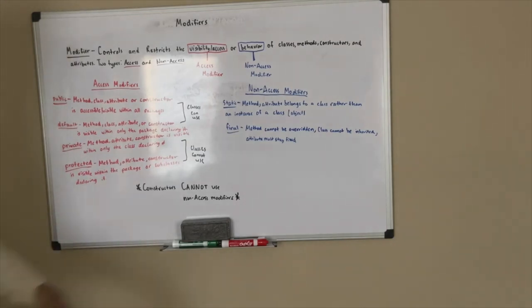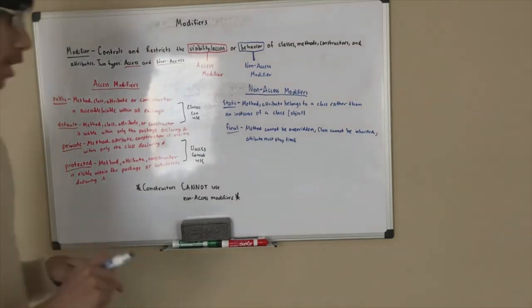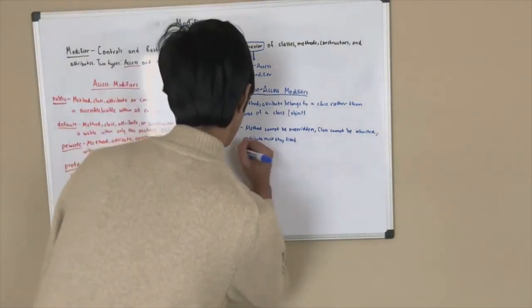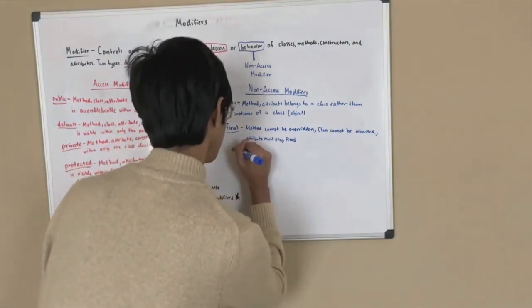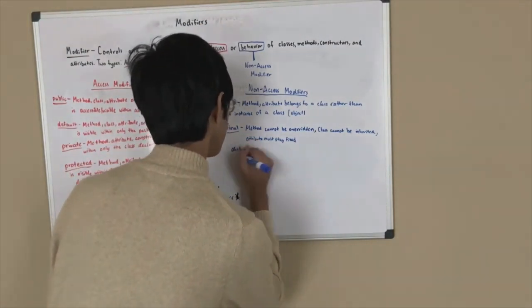And then with the other two, a method cannot be overridden, a class cannot be inherited. So really, final just depends on what you're making final. Each of the three things has its own differences. If you're making a method final, you can't override it. If you're making a class final, you can't inherit it. And if you're making an attribute final, it must stay fixed. You cannot change its value. And then finally, the last one, which I seem to find the most wordy, is abstract.